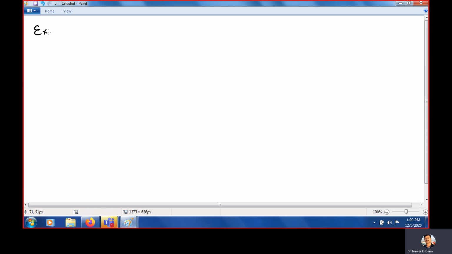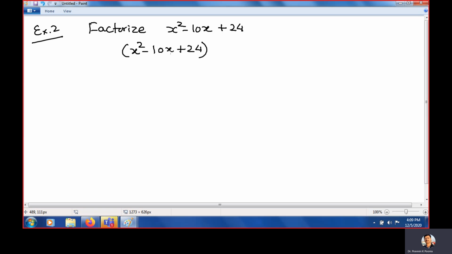Okay, now example number 2. Factorize x square minus 10x plus 24. Clear? So now, because the middle term is negative, and in both the cases this number is plus, in the previous case and in this case, here is negative, which means the answer will be x minus and x minus. This number now you need to find.